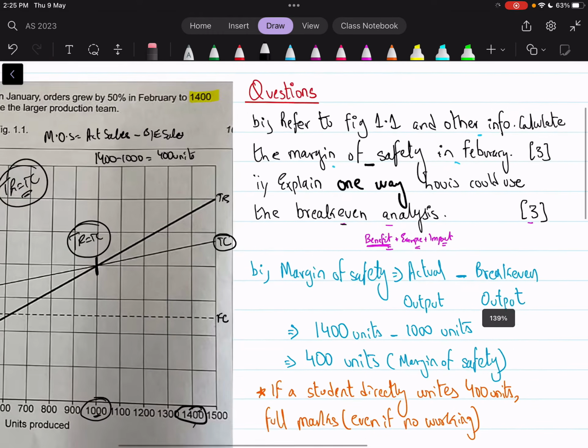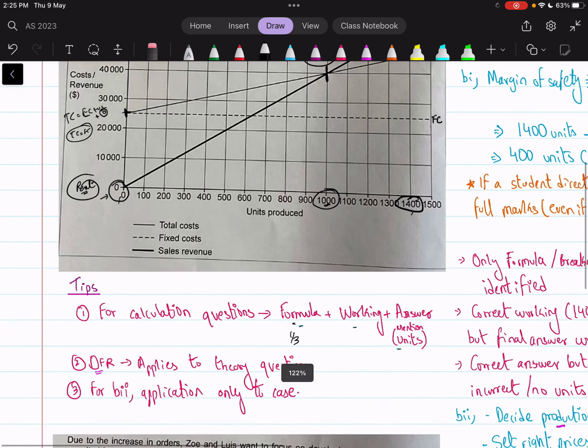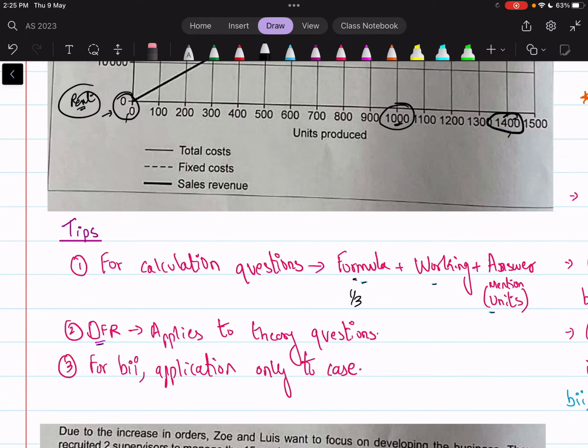For the next part, explain one way Louis could use the break-even analysis. For the next part, there is something known as the own figure rule. Now what do we mean by own figure rule? This means that even if your answer to part B, part 1 is wrong, and you are going to use it in the next part, but the analysis that you're doing is pretty right, you won't be penalized here.